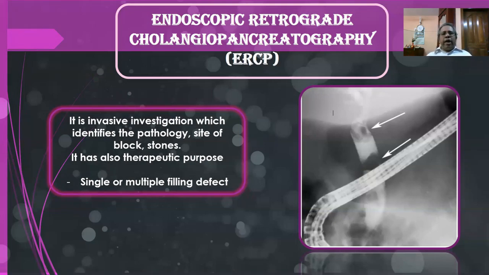So this is about the ERCP, endoscopic retrograde cholangiopancreatography. Everybody must know that abbreviation because it is frequently asked in the exam. It is an invasive investigation which identifies the pathology, site of the blocks and stones. It is also for therapeutic purposes. Single or multiple stone filling defects can be seen by looking at the picture. Through the endoscope, they push the dye and take an X-ray with the C-arm. So the biliary tree is delineated because the dye enters inside it. Where there is a stone, there is a black filling defect. So one, two, there may be three stones there. Multiple stones can easily be delineated by ERCP, and you can also assess the size of the stone.